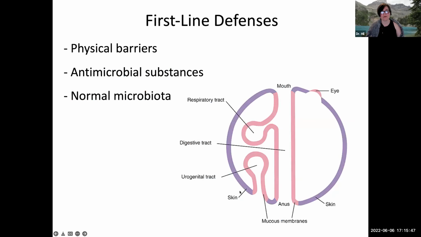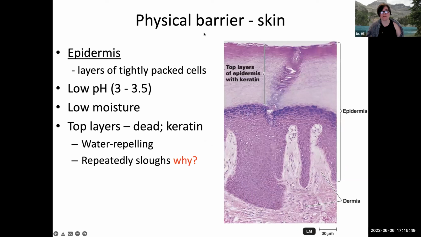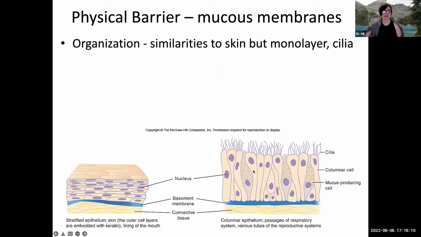So if we have a quick look at all of these, the physical barrier of the skin, these multiple layers of dying skin cells provide a waterproof barrier, and it's very, very thick and difficult to penetrate. It's dry, it's acidic, and it repeatedly sloughs off, taking the surface microbes with it. While mucous membranes are not as well protected, they're moist and sometimes they have cilia. They always have goblet cells making mucus that traps microbes, and the cilia, when present, can move them along.